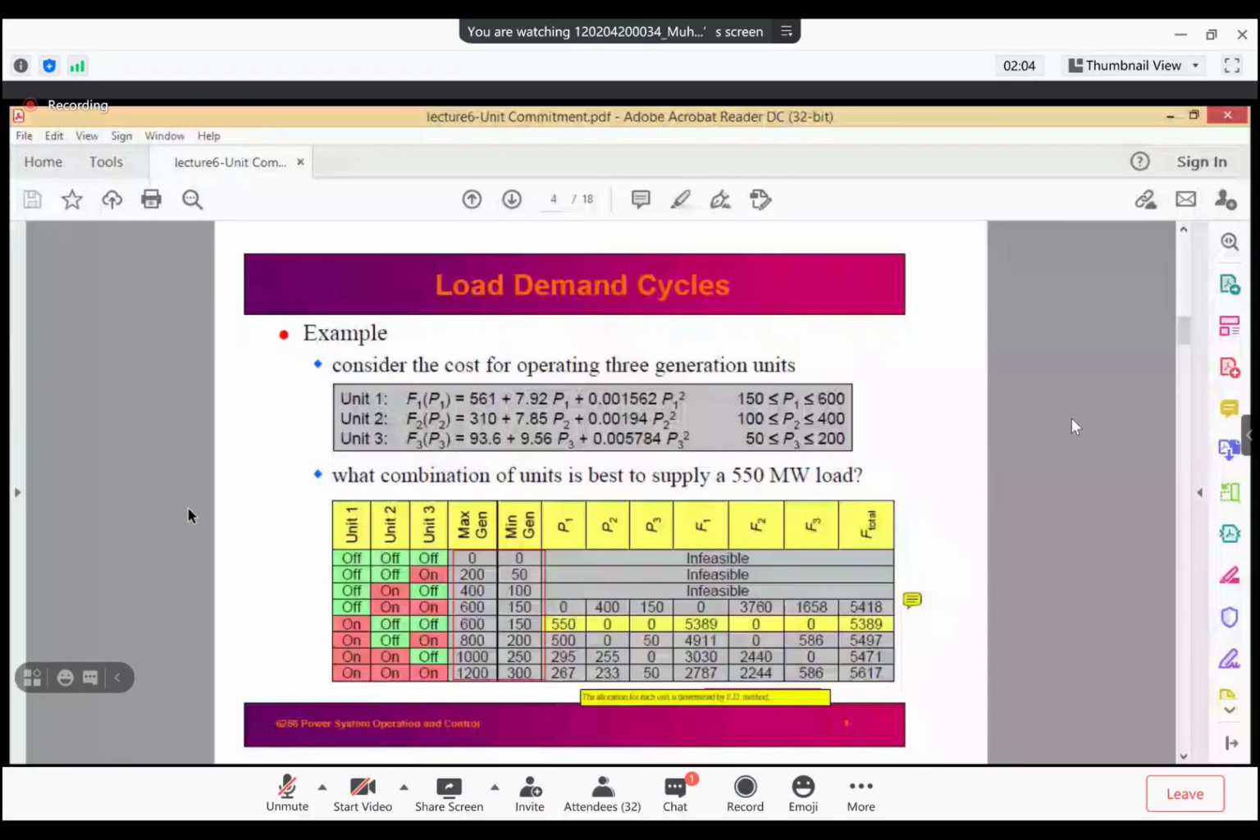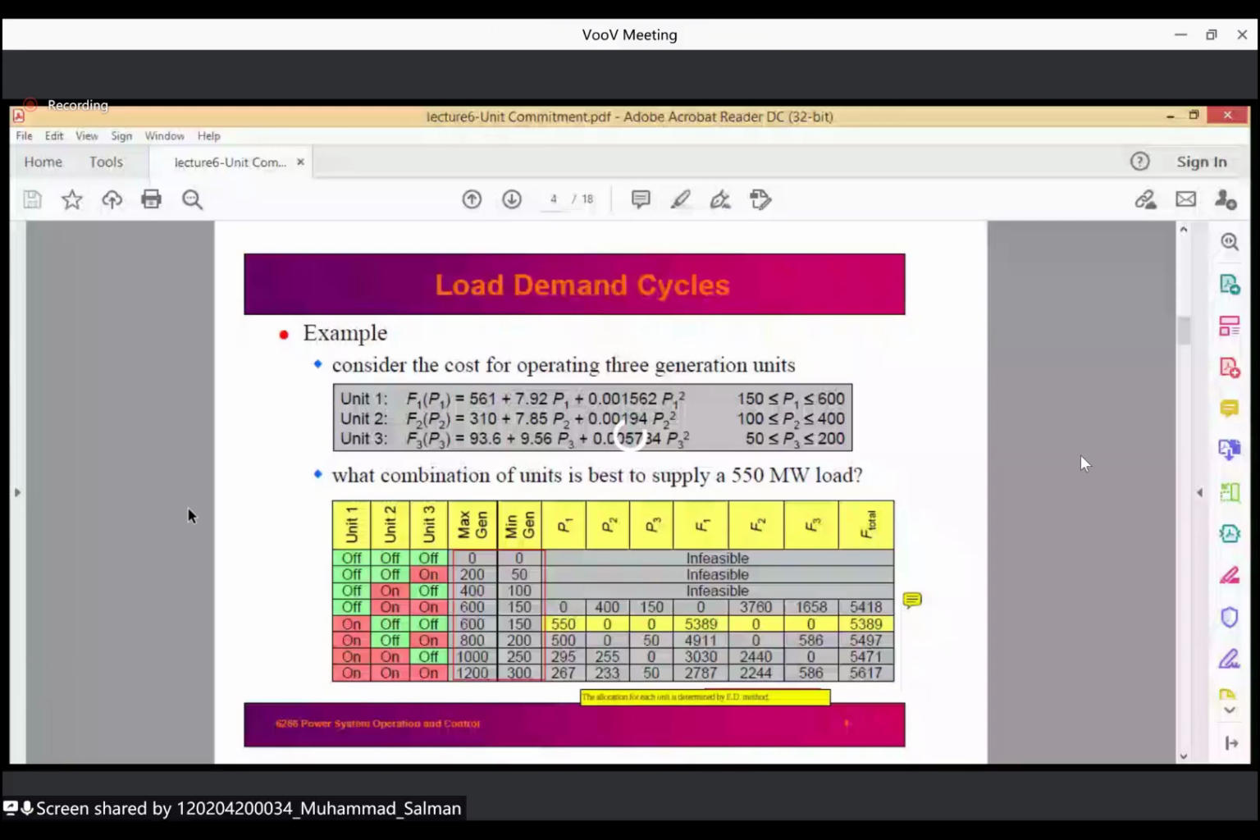Basically, there are units given: unit 1 with 150 megawatt to 600 megawatt, and unit 2 with 100 megawatt to 200 megawatt. The equation for the cost estimation for all three units: F1, F2, F3.